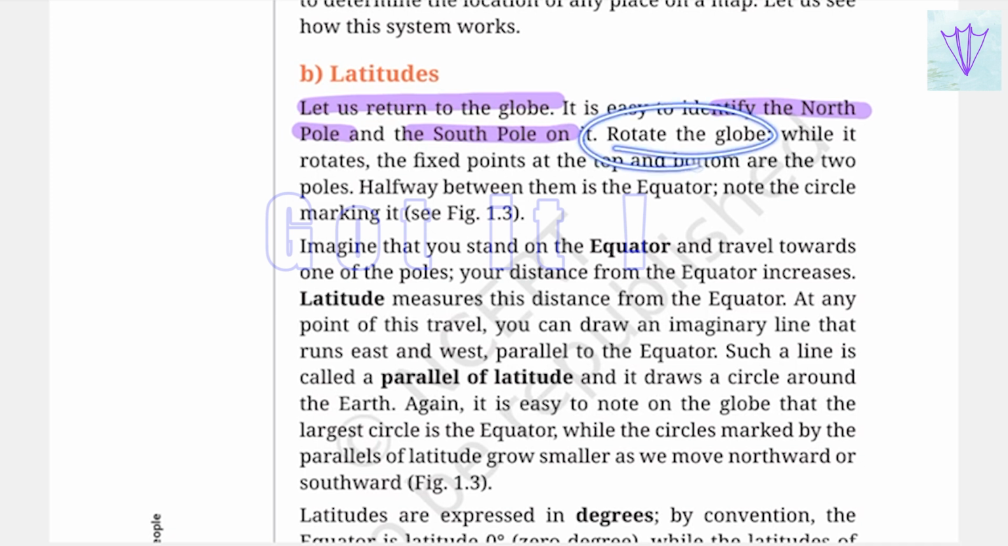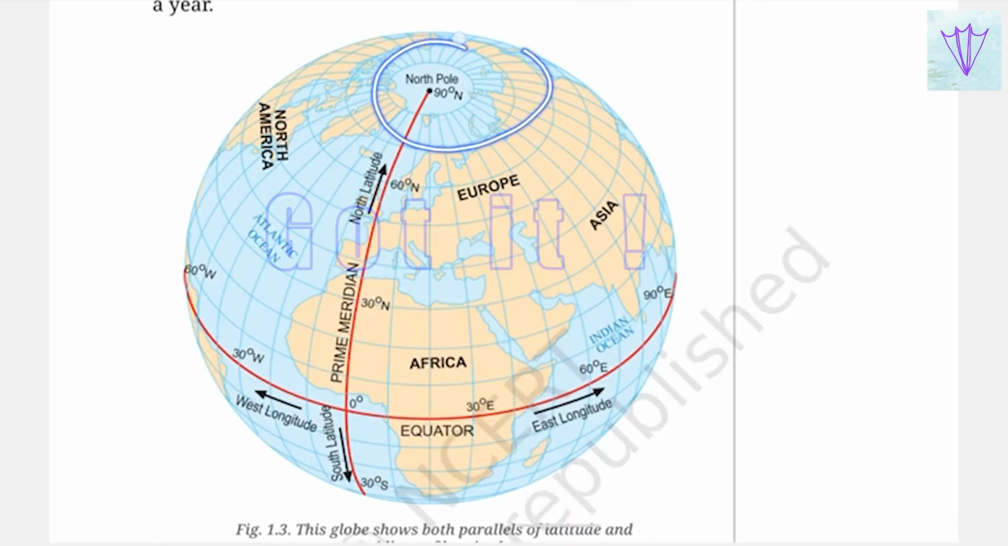So rotate the globe. While it rotates, the two fixed points, that is the top and the bottom, are the two poles. Halfway between them is the equator. Note the circle marking it. So this is the North Pole, South Pole, and the equator at the center.